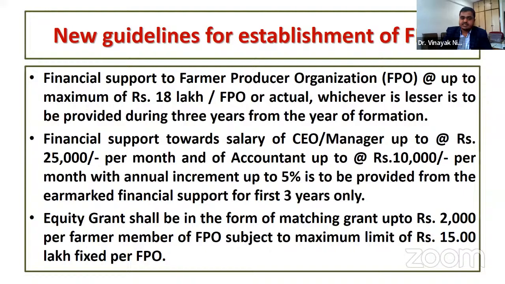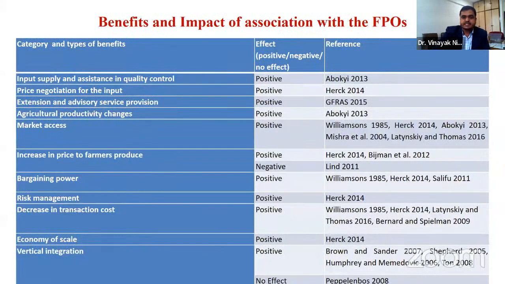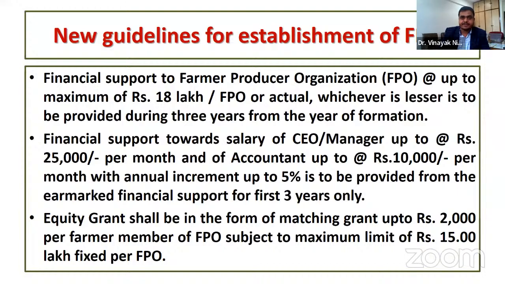Then equity grant, on whatever is contributed by the members: a matching grant up to 2,000 per farmer member will be provided by the government, and the ceiling is kept at a maximum of 15 lakh that an FPO can get. And as I told you, the government has initiated a fund so that if an FPO is not able to pay its loans, then banks can get that amount from this fund. These are some of the financial benefits offered to farmer producer organizations.